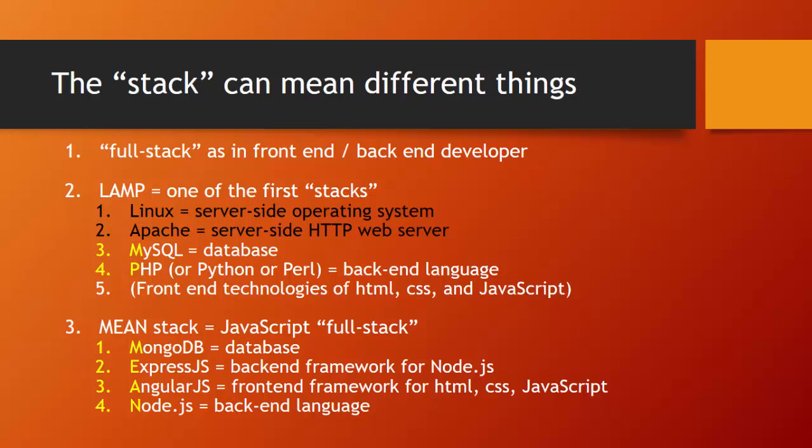One of the first stacks that we discussed in computer science was the LAMP stack. It's still an extremely common stack, and it consisted of L for Linux, A for Apache, M for MySQL, and P for PHP. And Linux and Apache are in black here because they're really not developers' tools. Rather, they're on the infrastructure side of things. Linux is the server-side operating system, and Apache is the server-side HTTP web server. So those 2 pieces make up your web server.